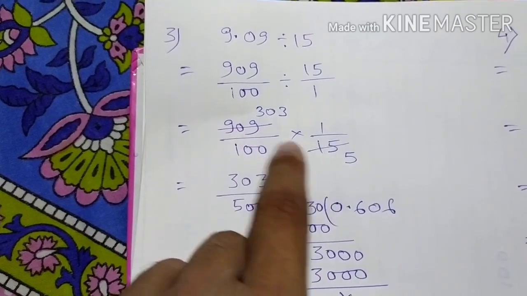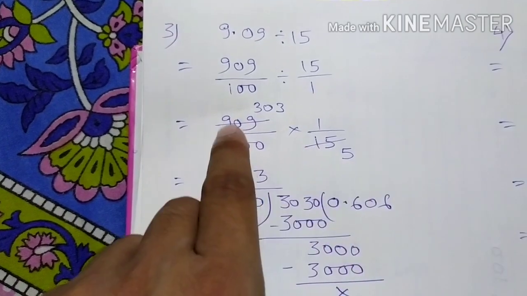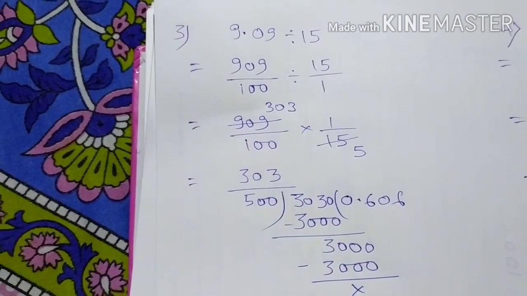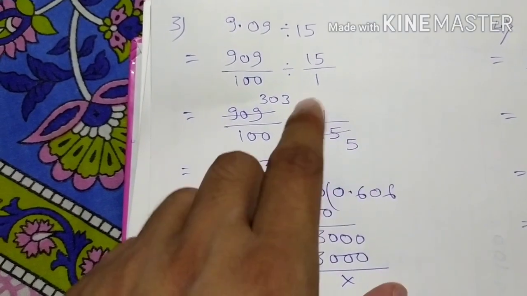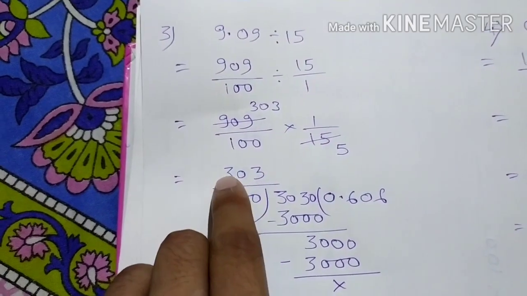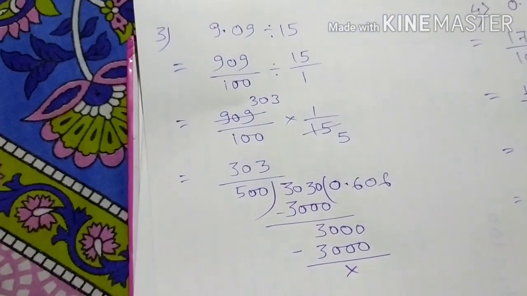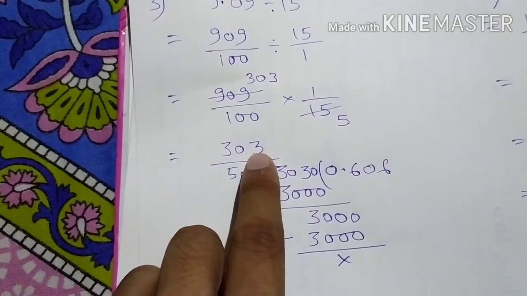So 909 by 100 into reciprocal is 1 by 15. Now we can cancel this one with 3. 3 5s are 15, here 5. And here if you cancel with 3, it will come 303. Now no more cancellation is possible. So what? 303 into 1, 303, by 100 into 5, 500. Now we have to divide. Now how have we done this division? So first you see, first it was 303 and 500.